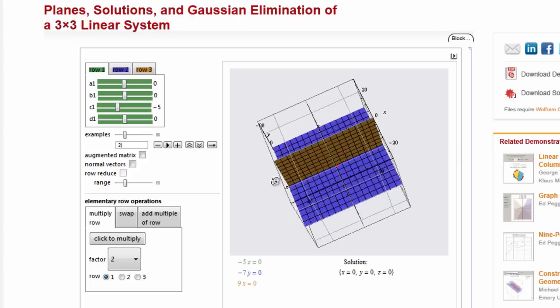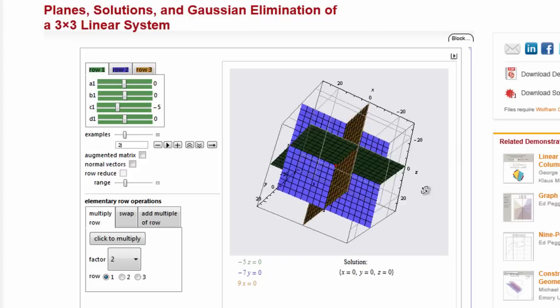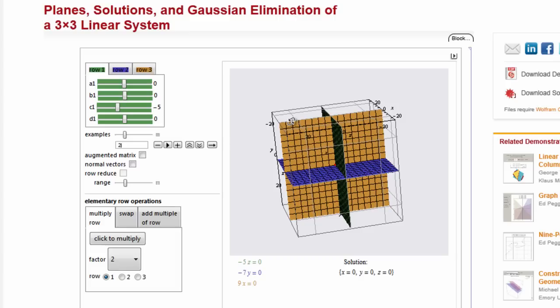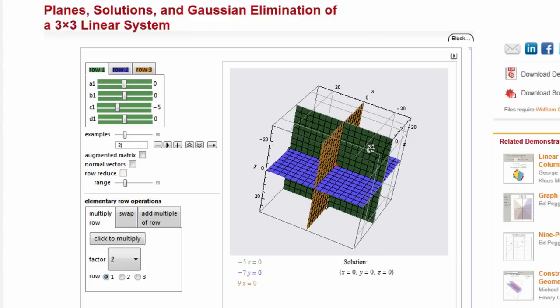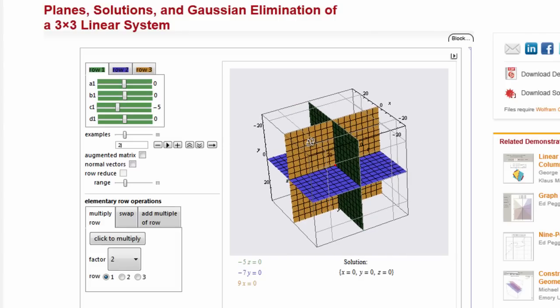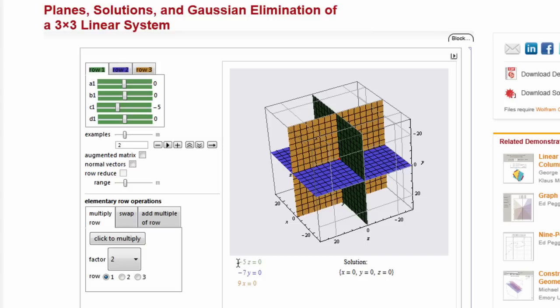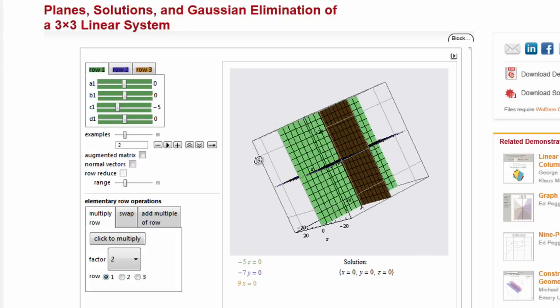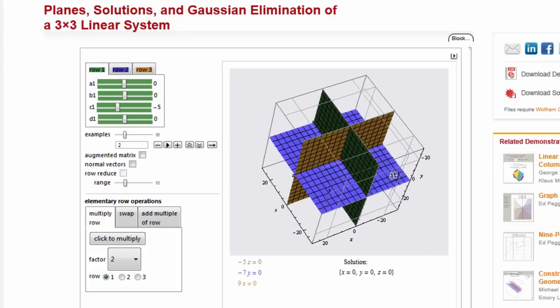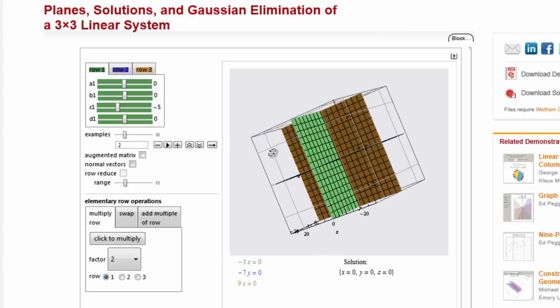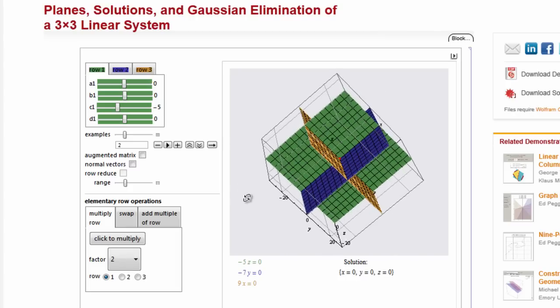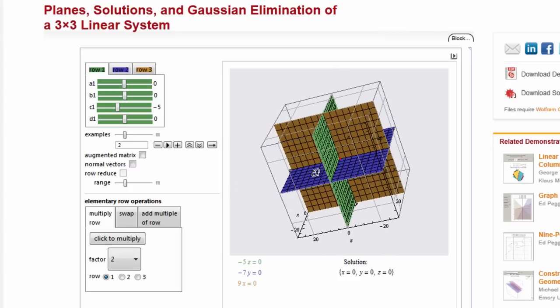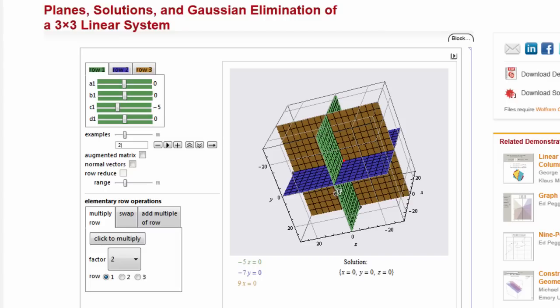Before we take a look at those, I adjusted the equation slightly here so that you see here are our three equations. And you can actually see the equations down here. That's negative 5z, negative 7y, and 9x. They're all equal to 0. And so it ends up giving me three perpendicular, or normal, planes. And the common intersection is a single point, the center.